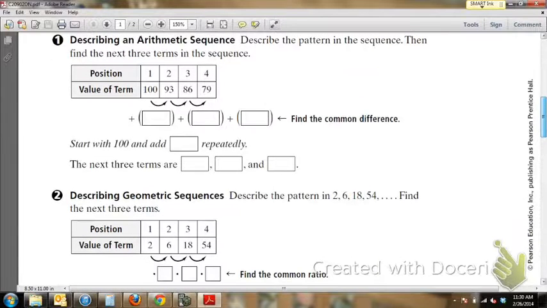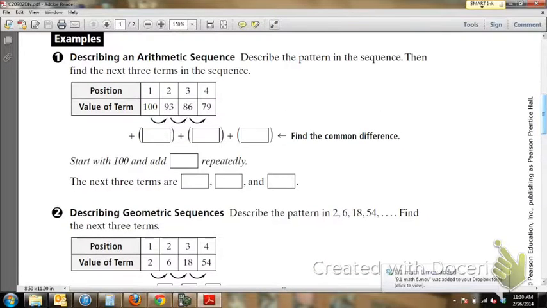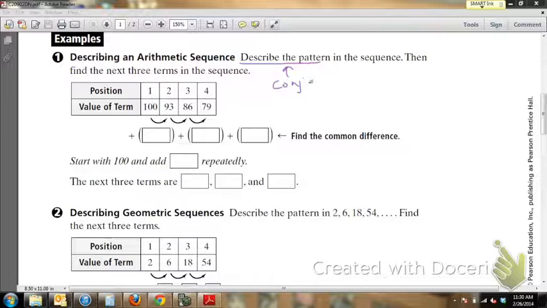So we're going to take a look at two examples here. We're going to do an arithmetic sequence. Okay, I'm going to have to scroll for that one. And we're going to do a geometric sequence. So the arithmetic sequence, first they want us to describe the pattern. Well, that's the conjecture. Then find the next three terms.